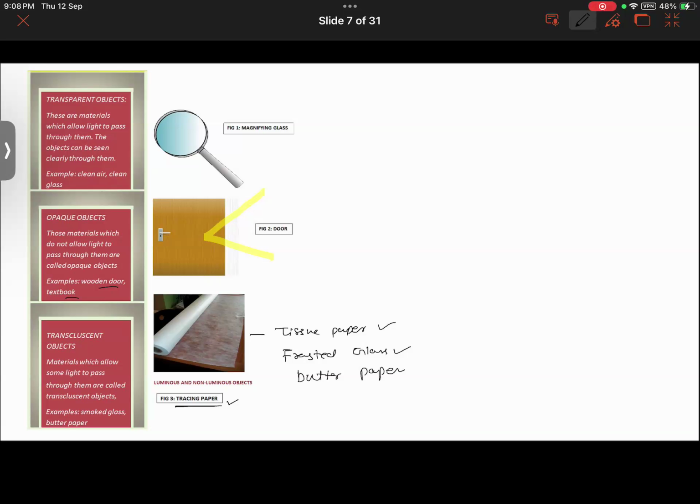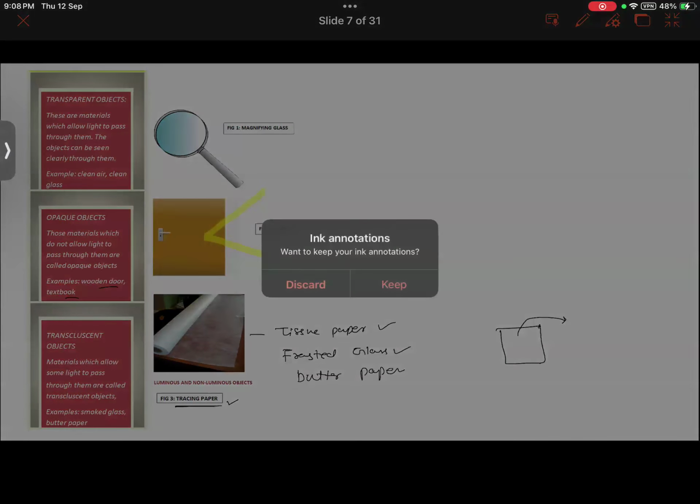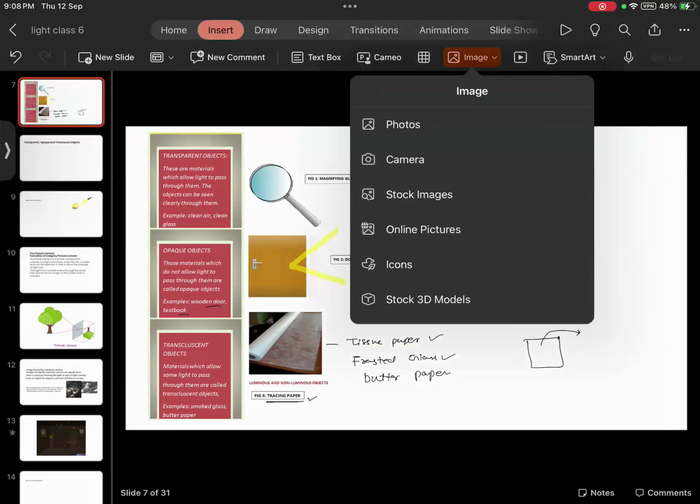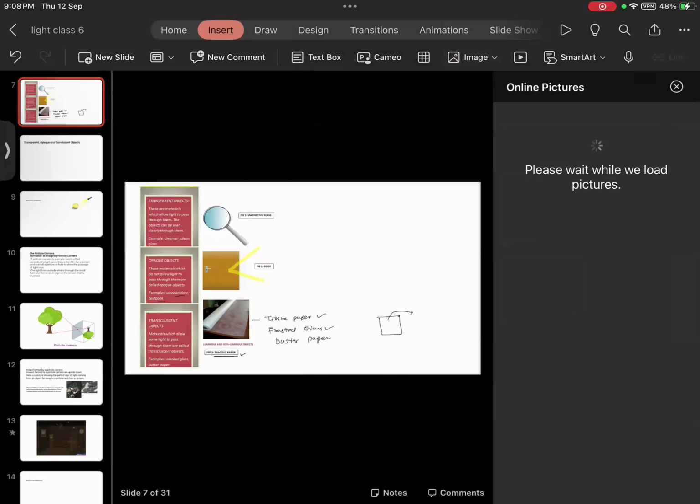Now say that I have provided you with a piece of paper. Usually papers would be opaque. If I want you to make it translucent, what will you do? If a piece of paper is provided to you to make it translucent, what will you do?